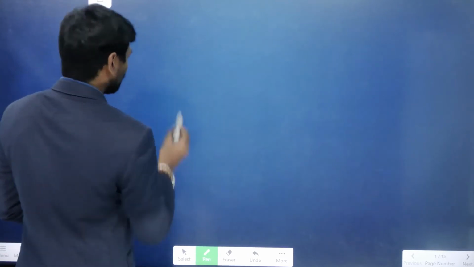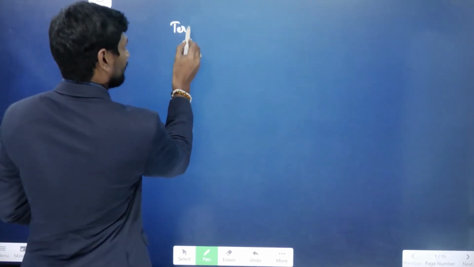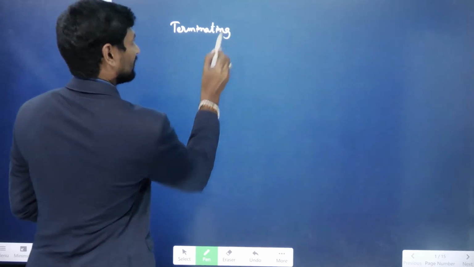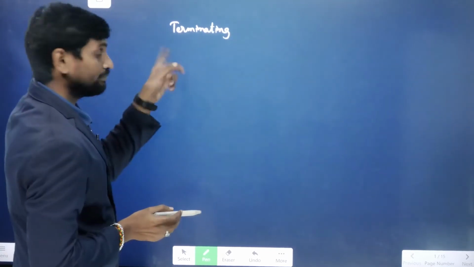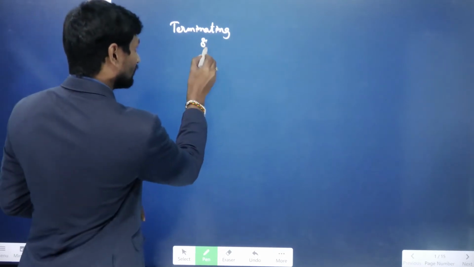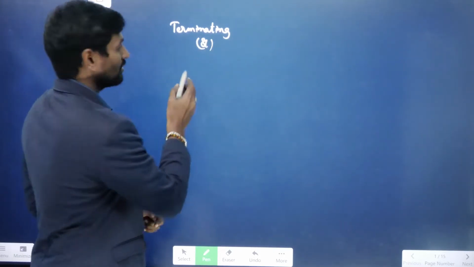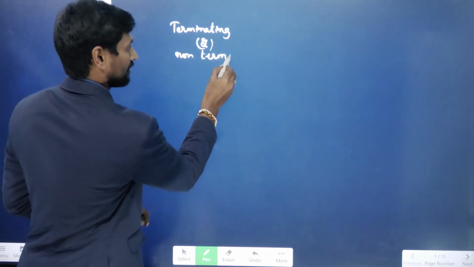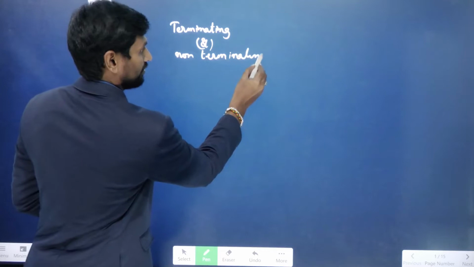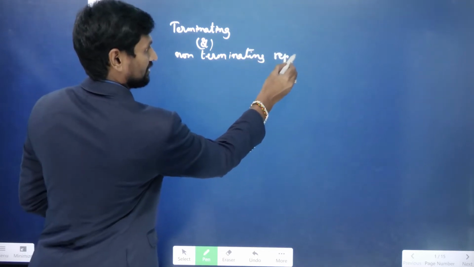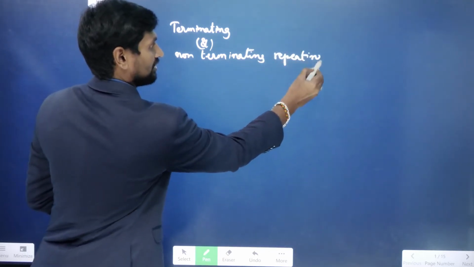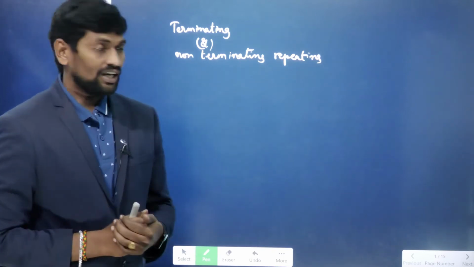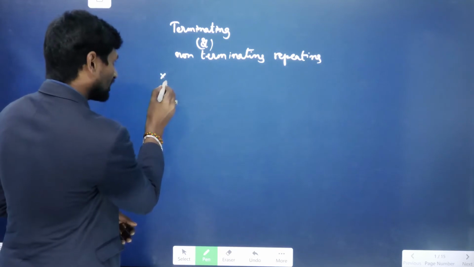What is the decimal form? Terminating, or non-terminating repeating. The decimal form of rational numbers is either terminating or non-terminating repeating decimals, and we have discussed some examples on it. We need to discuss one more point.